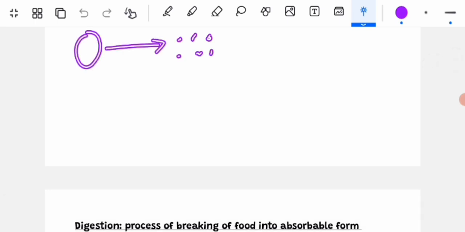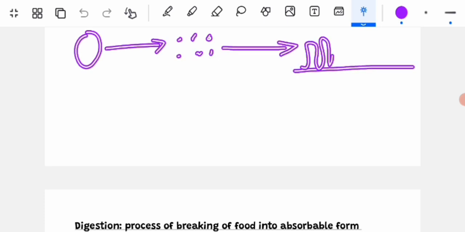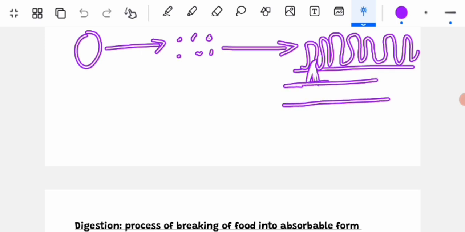है ना? The complete digestion, where does it happen? It happens in the small intestine. Small intestine में क्या होता है? विलाई होता है ना? विलाई के अंदर यहाँ पर blood vessels होता है. Blood vessels is like a pipe-like structure when you compare with a home. In our home, what is there in the pipe? Water. यहाँ पर blood. Okay.